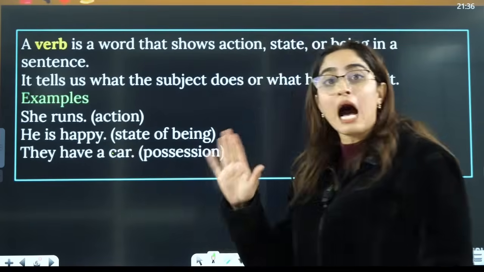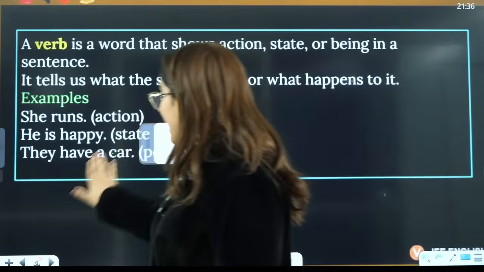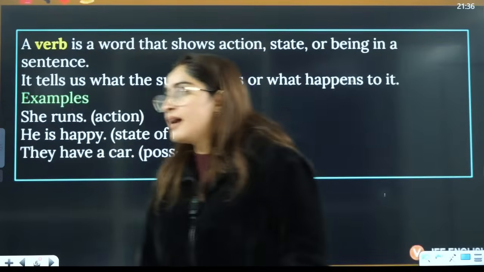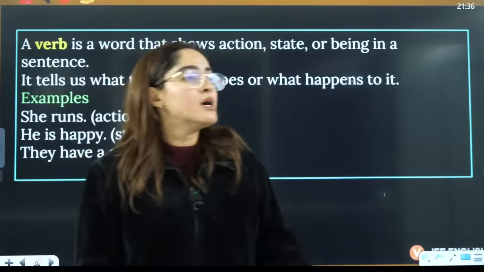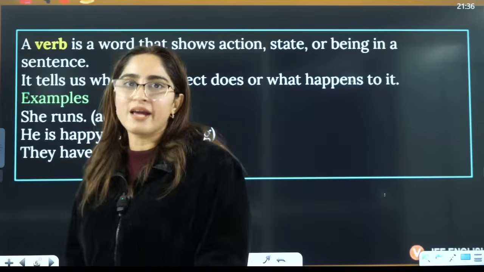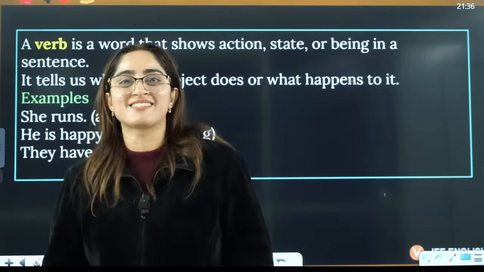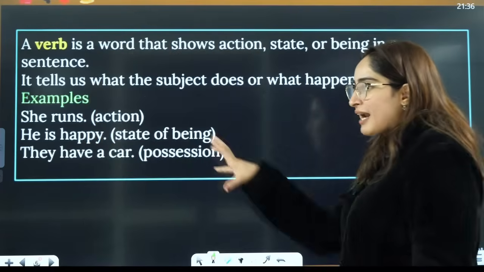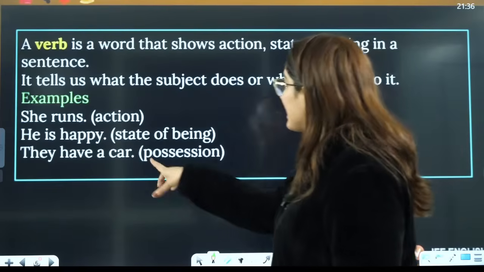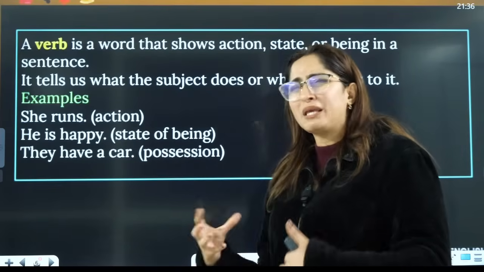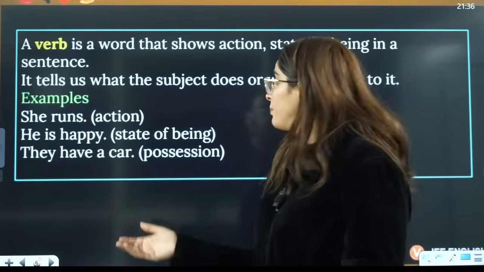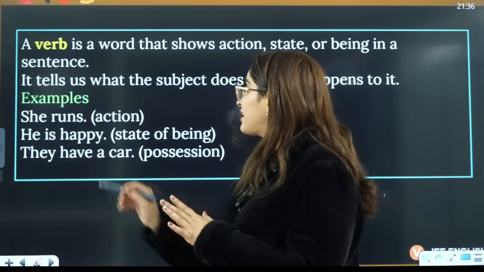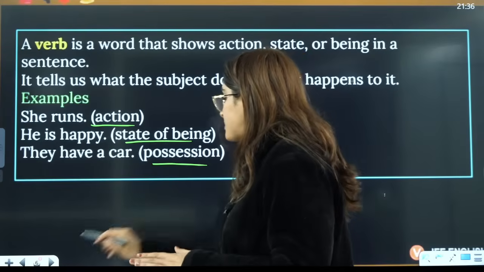They have a car, right? In this case, I am saying I have this thing. That is my possession. I possess this thing. This is my book. This is my car. This is my studio. These are my students, right? So that is possession, that this belongs to me, right? State of being, happy, sad, anxious, that is also verb, right? Or you are doing some action, these are considered under the verbs, right?